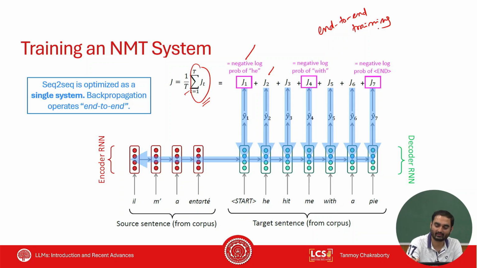Okay. So this error will be back propagated, and all the hidden states in the decoder as well as the encoder will be updated. So the input RNN is called the encoder, and the output RNN is called the decoder. And this is end-to-end training. Clear? Okay, and how do we do this back propagation? We'll use BPTT, back propagation through time.